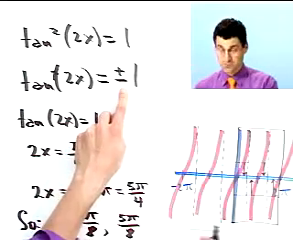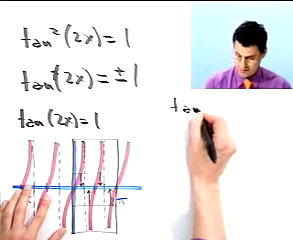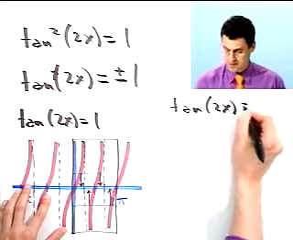But what about the minus 1? Well, to find that, tangent 2x equals minus 1.